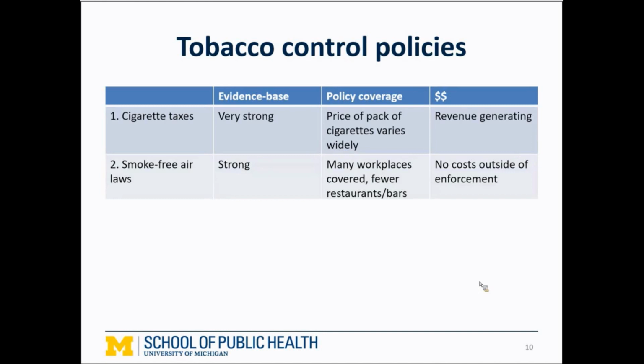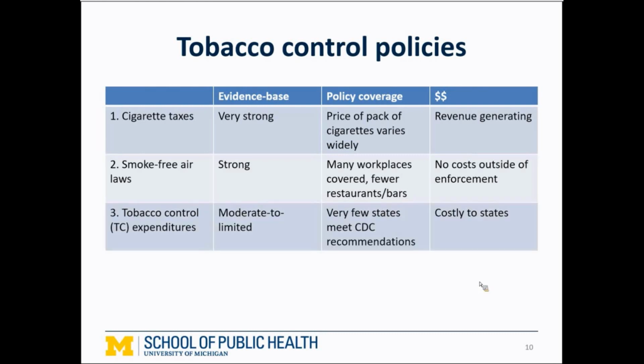The third policy we considered was increasing the level of tobacco control program expenditures, which we refer to as TC expenditures. Now, while there's limited evidence on the impact of expenditures per se, we do know that well-funded, comprehensive, and coordinated programs funded by these dollars are effective. And these coordinated programs can include cessation programs, media campaigns, surveillance and evaluation, or other initiatives that happen through schools.